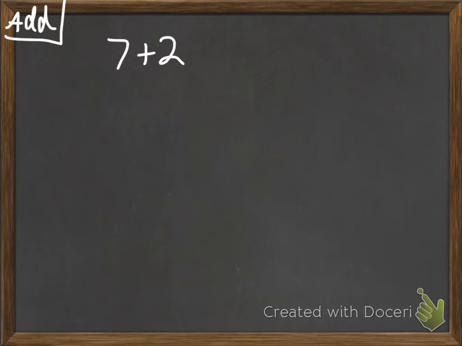So let's get to it. We're going to add here. We're going to add 7 plus 2. Now, I really hope you don't need a calculator for this, and you add 7 plus 2, you get 9.